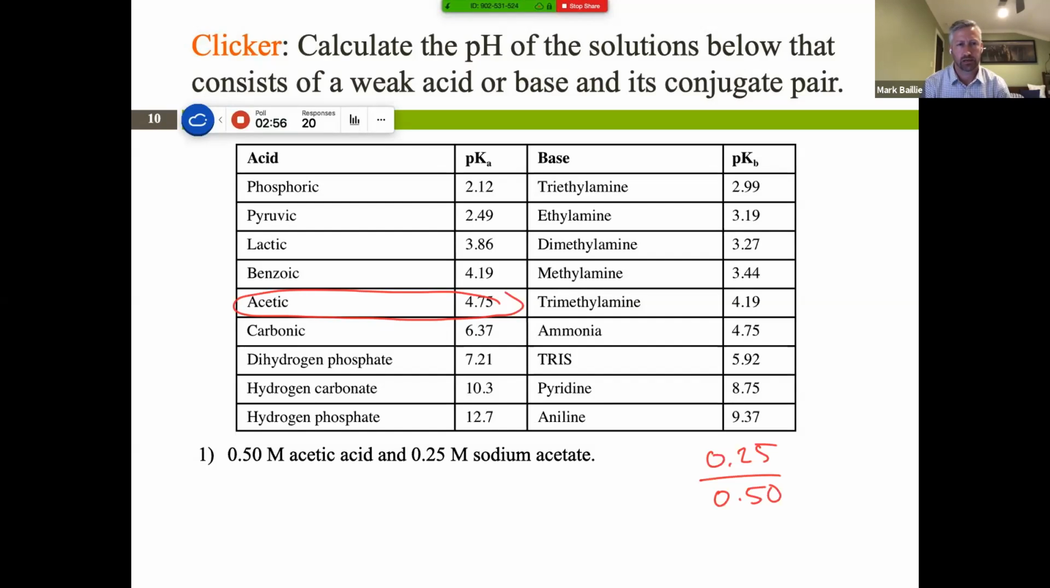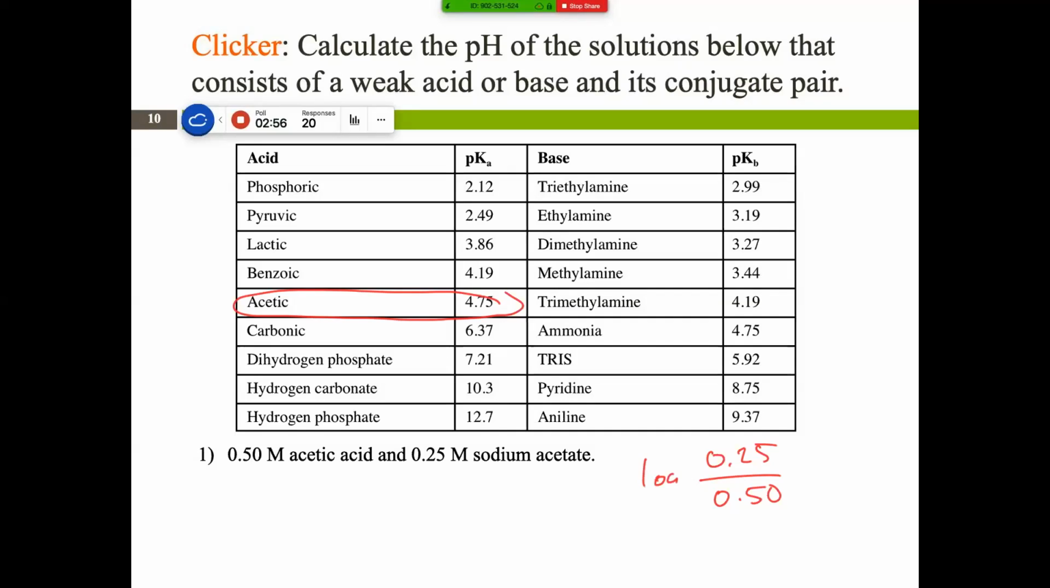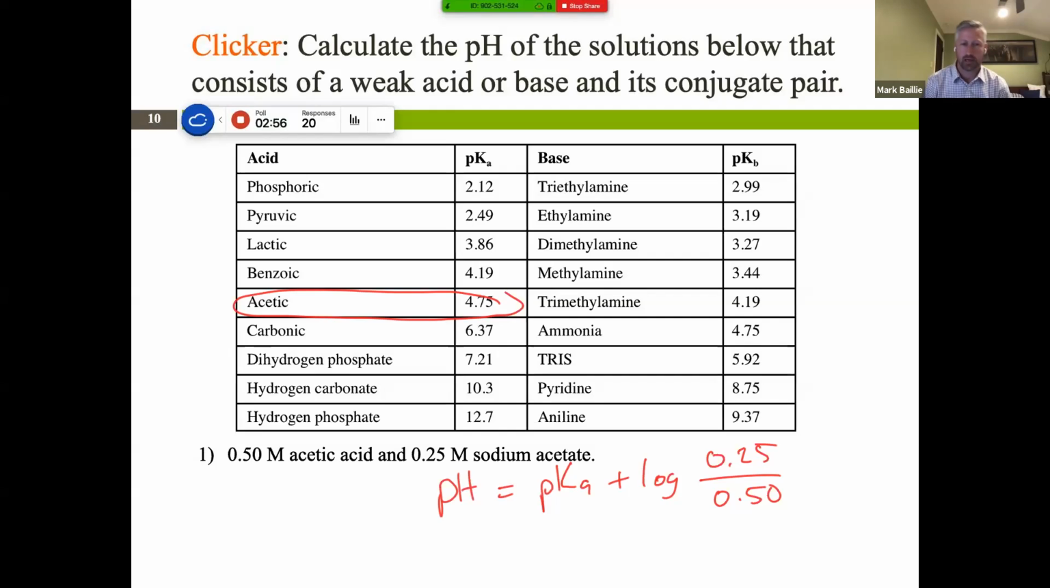And what do we do with that? How does that help us? And then we're trying to find the log value of that. Is that right? Yep. Okay. And then what do we do with that? Is that when you add the pKa value to that? Absolutely. So that is the Henderson-Hasselbalch equation in action.